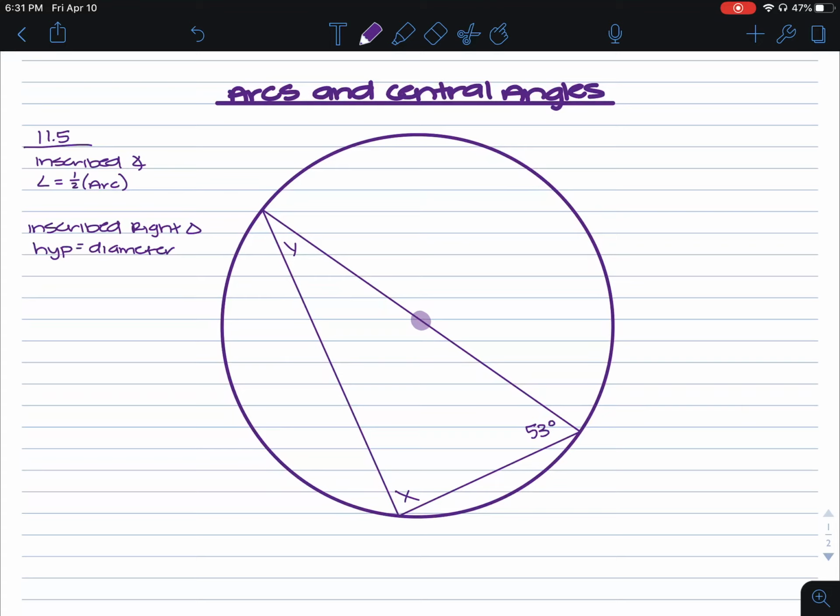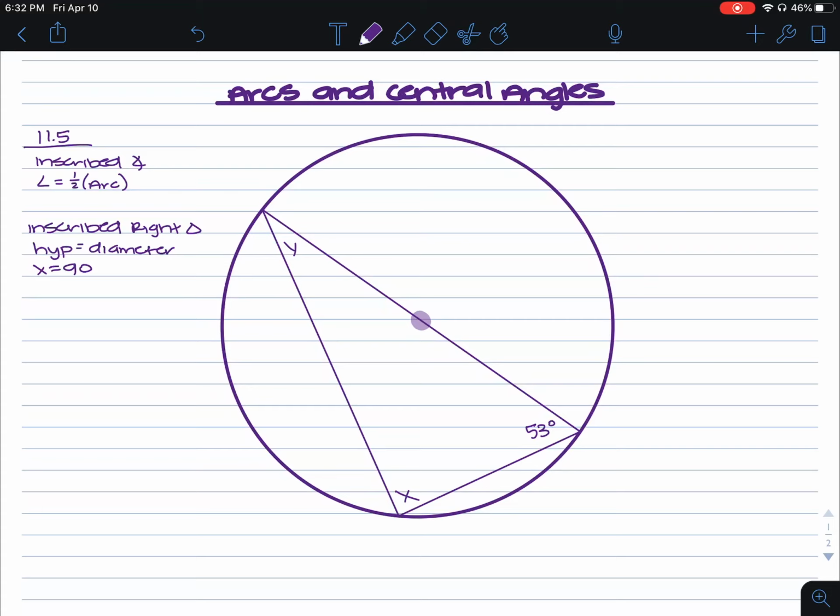Well, in this case, because my diameter is here, and it is across from my x, right? My y touches it, so that's not working. My 53 touches it, so that doesn't work. So x is the across angle, which means that angle is 90 degrees. So x equals 90. Okay, in this case. Sometimes it could be y, it could be a, it could be r, t, okay?